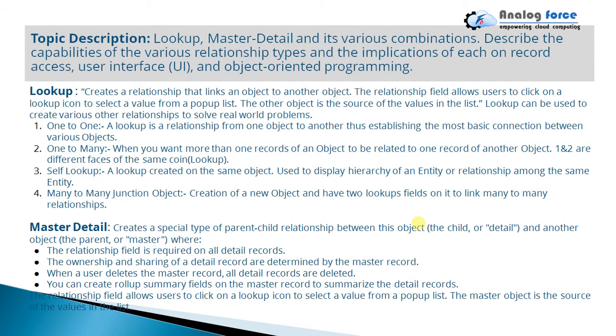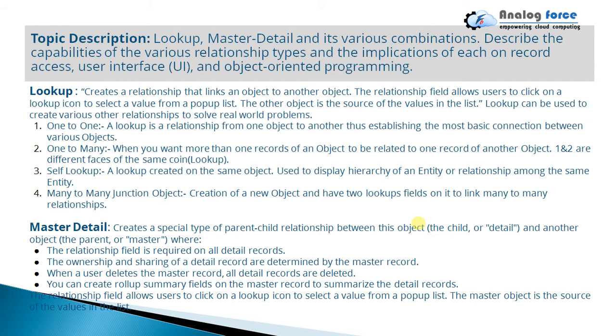So if you want to create a master detail, you will be creating a master detail relationship on the child object, and you will be making a kind of lookup or a master detail to the parent. The relationship field is required on all detail records. Straightforward, nothing complex to understand.